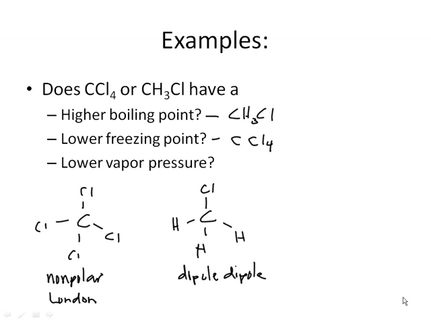The lower vapor pressure, remember we just talked about this, the stronger intermolecular attractive forces mean that my particles at the surface of the liquid are not going to jump into the gas phase very readily, which means that they'll give me a lower vapor pressure. So my dipole-dipole molecule with its stronger intermolecular attractive forces gives me a lower vapor pressure. Hopefully you got all of those right.